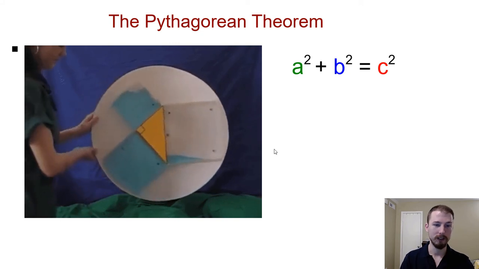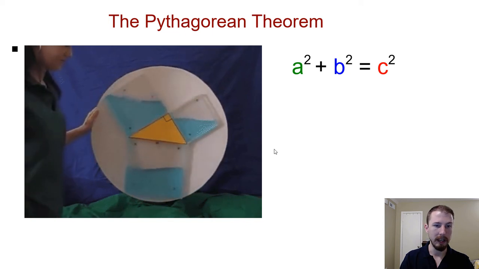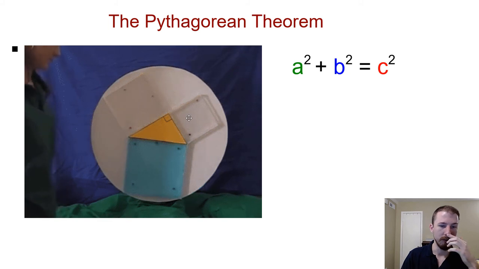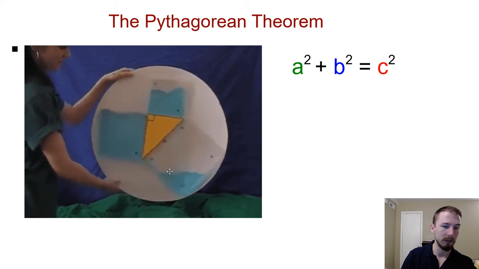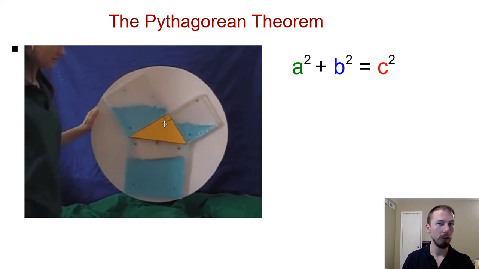I want this so bad, but it looks like it's homemade, and I don't think any company has made it. Otherwise, I'd probably be writing a grant for one of these, because it is so dope. Showing the students through this GIF, I don't even know how to pronounce it, that the volume of the A squared and the B squared fills exactly the volume of the C squared from this right triangle is a visual representation of volume and the Pythagorean theorem.